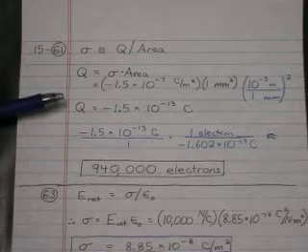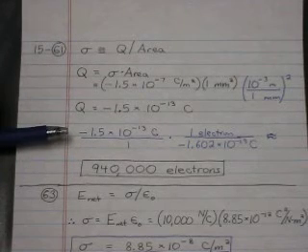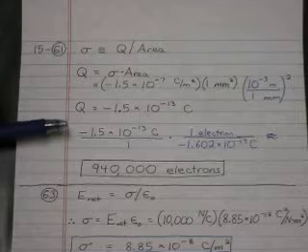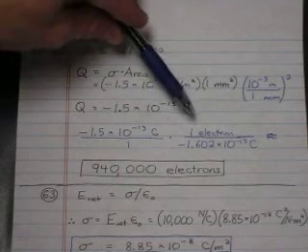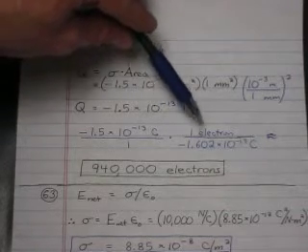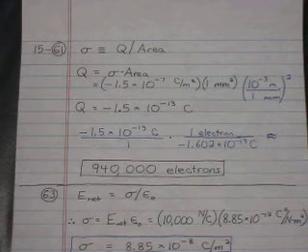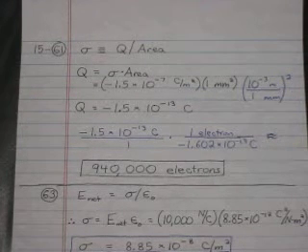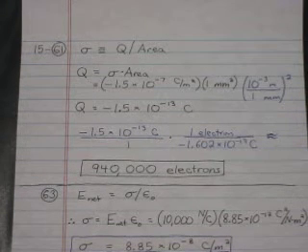Now we need to know how many electrons that is. So I treat this mathematically like a unit conversion. I take the given information, here's the charge, and I multiply by 1 electron, which is equivalent to, so I put it over negative 1.602 times 10 to the negative 19 coulombs. The units of coulombs go away, and we're left with the number of electrons, approximately 940,000.